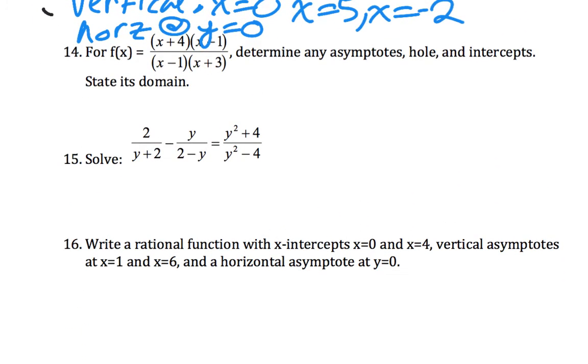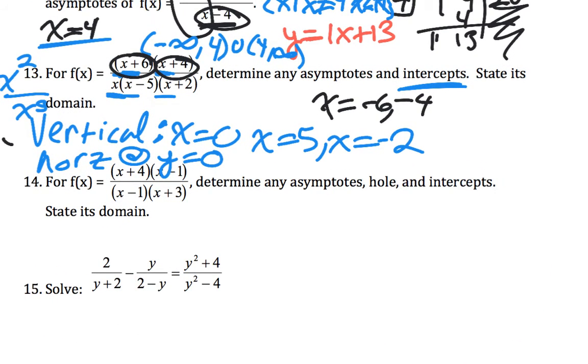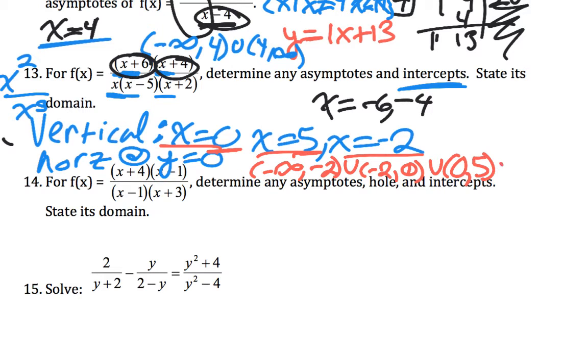14. Oh wait, now I forgot to say the domain. Gotta watch me here. So skipping all of the vertical asymptotes, I'm going to go from -infinity to -2 or -2 to 0, or 0 to 5, or 5 to positive infinity. Remember, however many vertical asymptotes you have, 1, 2, 3, you're going to have one more group, 1, 2, 3, 4.